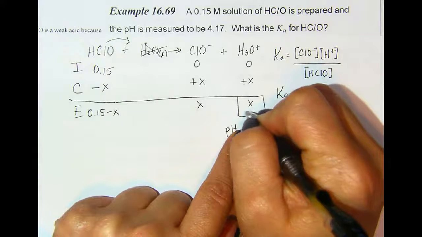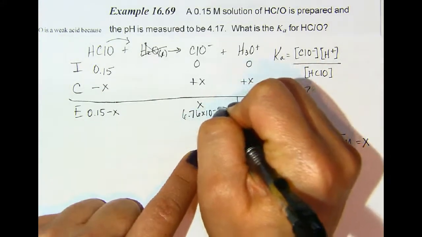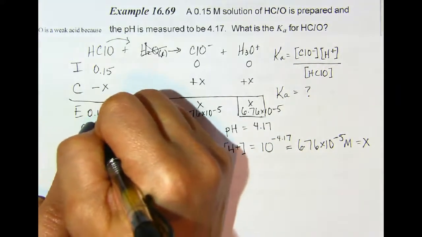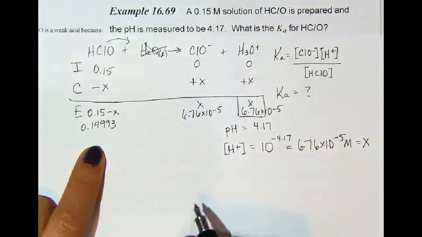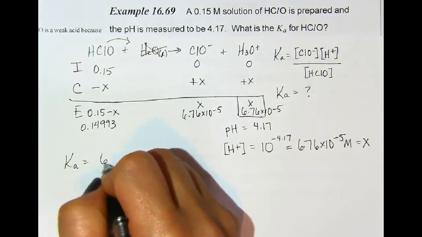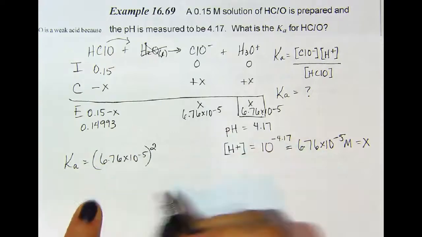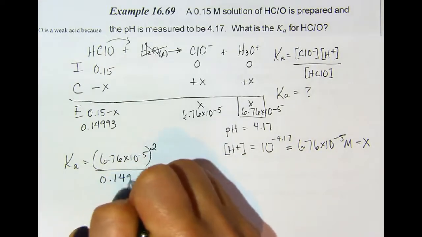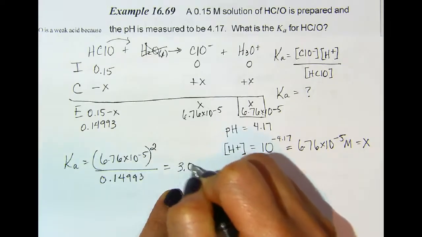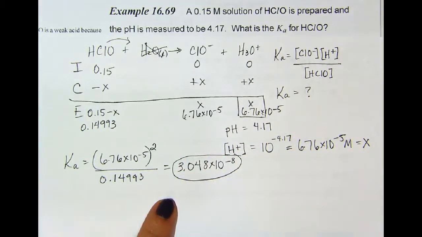So this is 6.76 times 10 to the negative 5. This is 6.76 times 10 to the negative 5. And when I do 0.15 minus that number, I get 0.14993. So now I will plug those into my law of mass action, and essentially this is going to be 6.76 times 10 to the negative 5 squared. This times this is just that squared, divided by 0.14993. And when I do this math, I get a Ka of 3.048 times 10 to the negative 8. And that is my equilibrium constant.